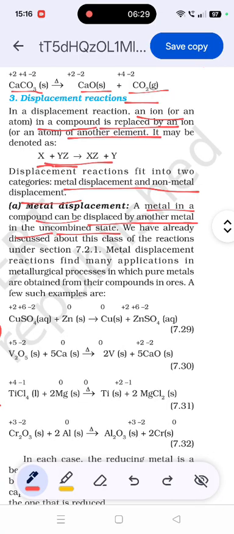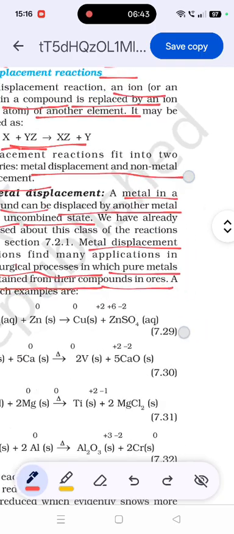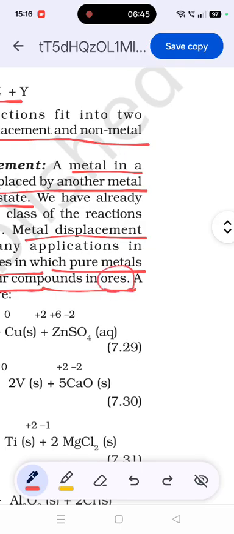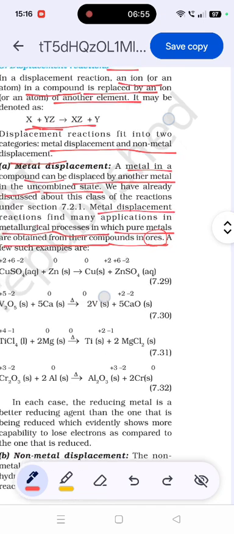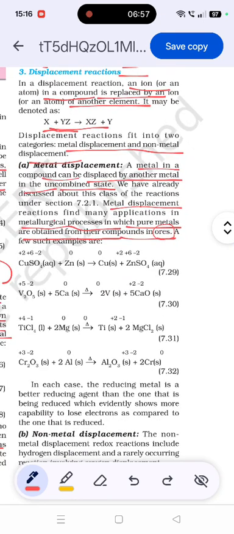Type of reactions. Now, metal displacement reactions find many applications in metallurgical processes in which pure metals are obtained from their compounds in ores. We know that from ores we can separate metals, and that process is called extraction of metals. It involves various reactions, and one of the main reactions that can be used to separate the metal from its ore is the displacement reaction.